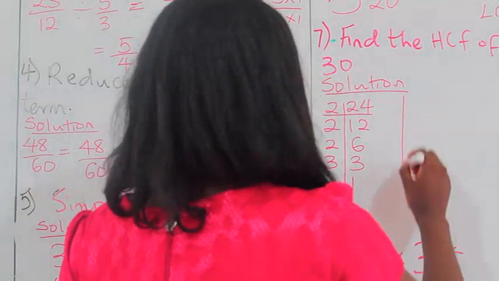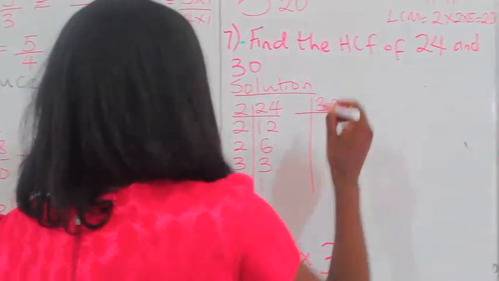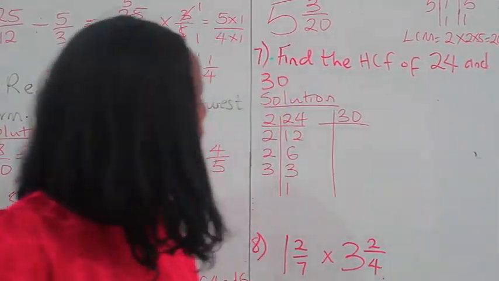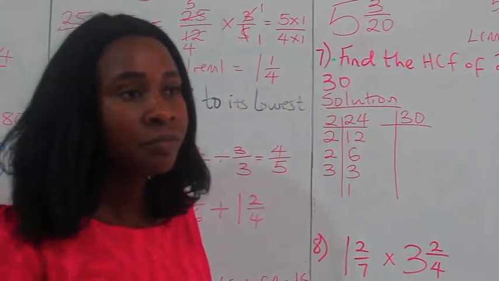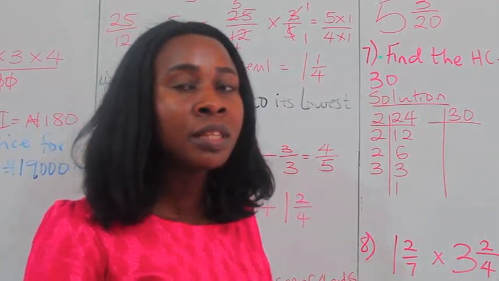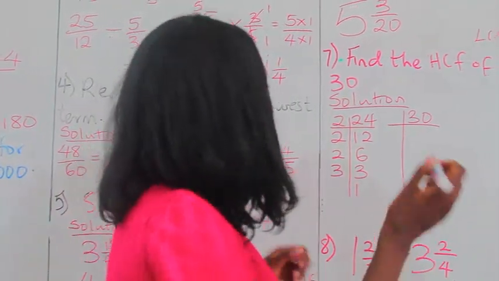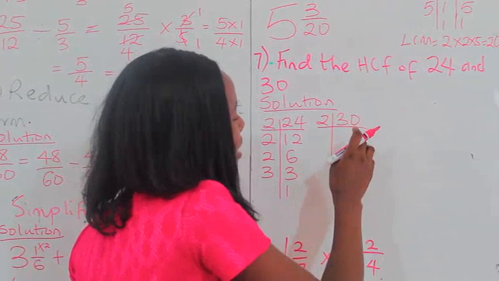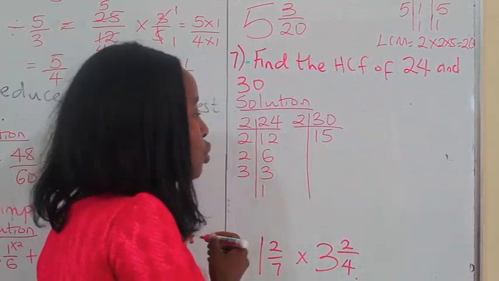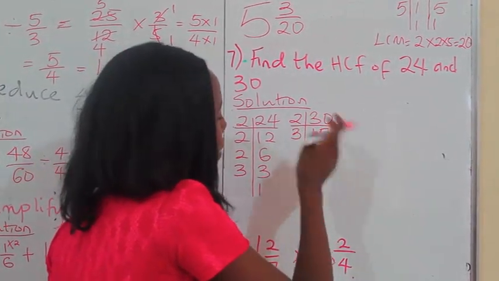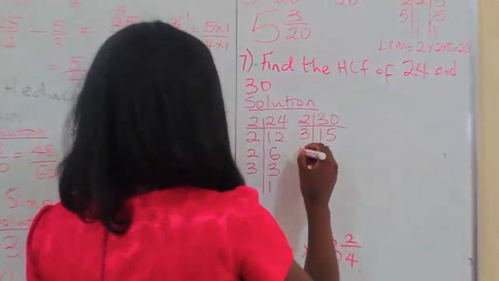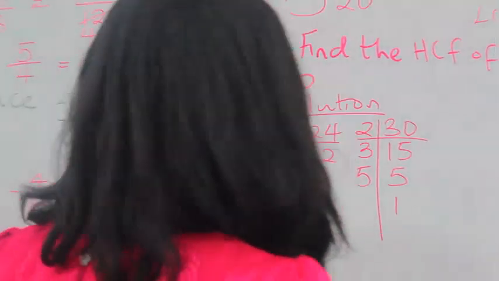We also express 30 as a product of its prime factors. The prime numbers that can divide 30 are 2, 3, and 5. But we'll be starting with 2, which is the smallest. 30 divided by 2 is equal to 15. 15 cannot be divided by 2, so we'll be dividing 15 by 3. 15 divided by 3 is 5, and the only prime number that can divide 5 is 5. 5 divided by 5 is equal to 1.